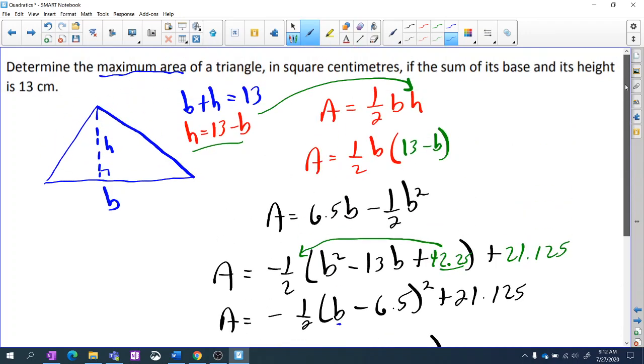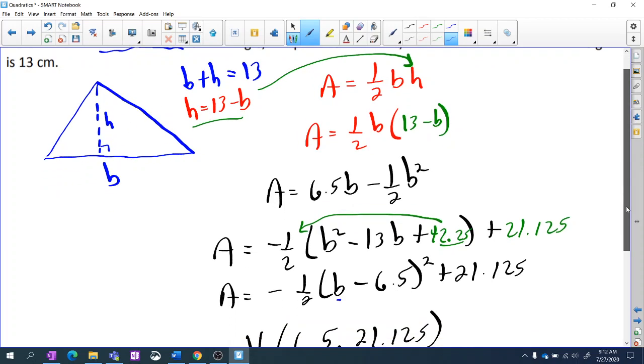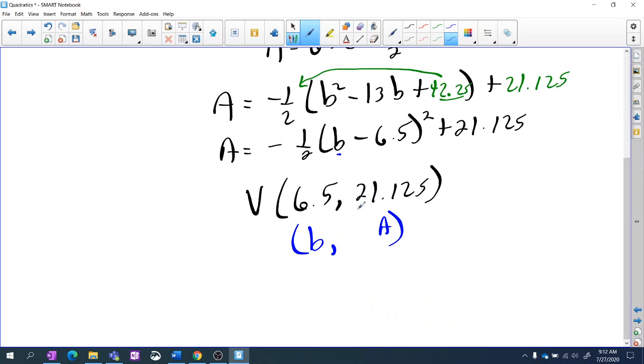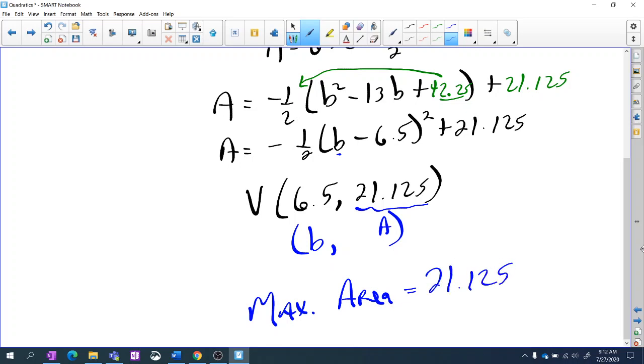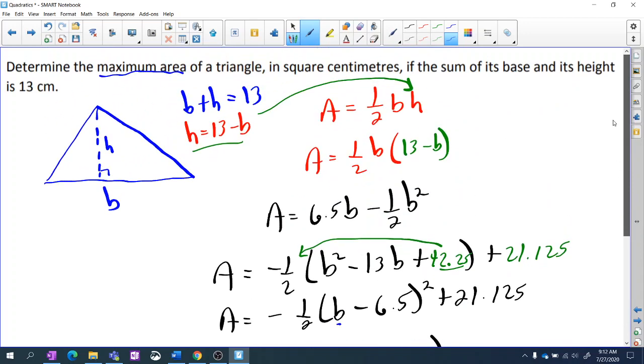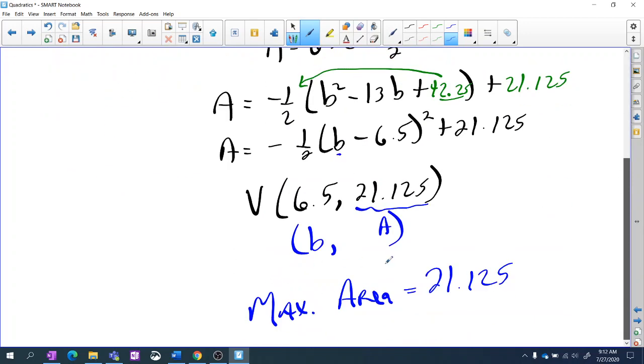I was asked to determine the maximum area. So it didn't ask for the dimensions. I don't need to figure out b and h. It just wants to know what is the maximum area that this triangle could take on. Well, we just figured it out. It's right here. 21.125. That number is the maximum area. It happens when the base is 6.5. So the max area is 21.125. What units are we working in here? I think it's in meters. No, centimeters. So this would be, because area would be measured in square centimeters.